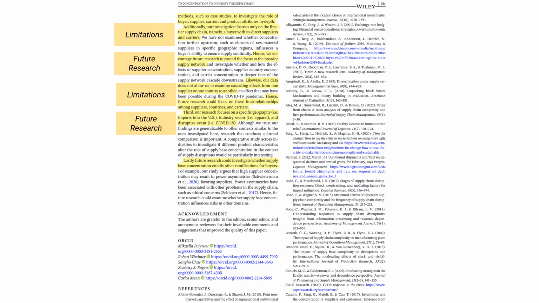this limitation. For example, they write, likewise, our data does not allow us to examine cascading effects from one supplier or one country to another, an effect that may have been possible during the COVID-19 pandemic. Hence, future research could focus on these interrelationships among suppliers, countries, and carriers.